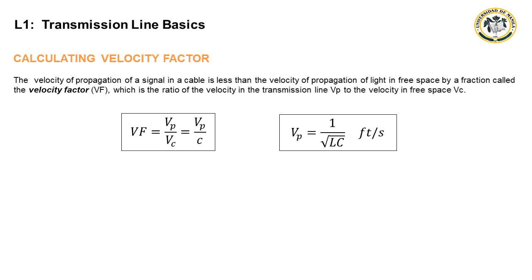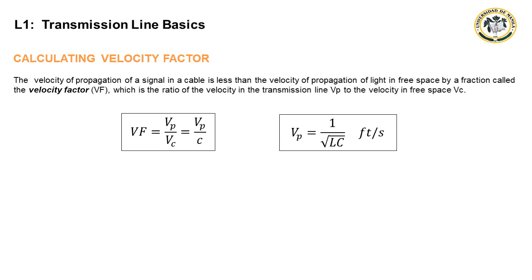The velocity factor in a line can be computed with the expression VF is equal to 1 over the square root of epsilon, where epsilon is the dielectric constant of the insulating material. For example, if the dielectric constant of Teflon is 2.1, the velocity factor is equal to 1 over the square root of 2.1, which is 0.69.